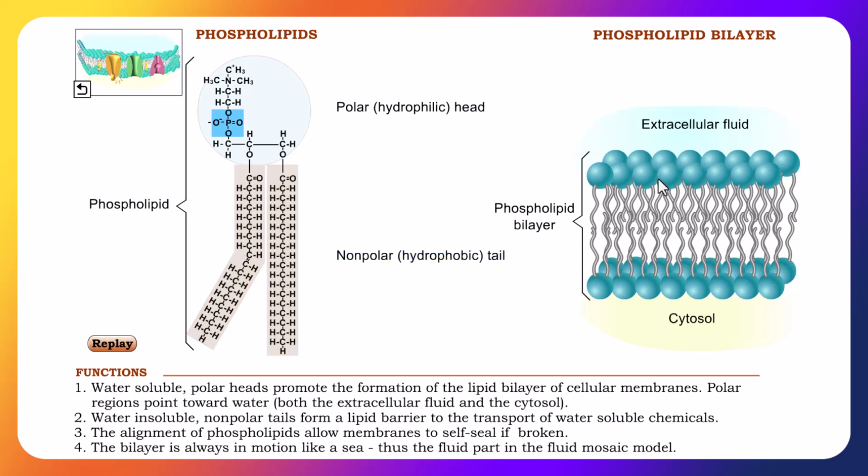The alignment of phospholipids allows membranes to self-seal if broken. The bilayer is always in motion like a sea, thus the fluid part in the fluid mosaic model.